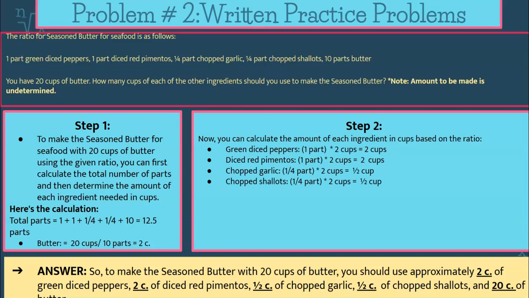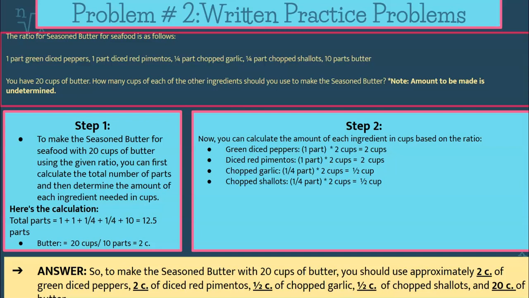And we know that you already have 20 cups of butter. So you're going to divide 20 cups by 10 parts, and that's going to give you 2 cups. That number is what you are going to use to multiply each of the other ingredients by. For each part, you're going to multiply by 2 cups. So for green pepper, you need 1 part, multiplied by 2 cups. You need 2 total cups of diced green pepper.